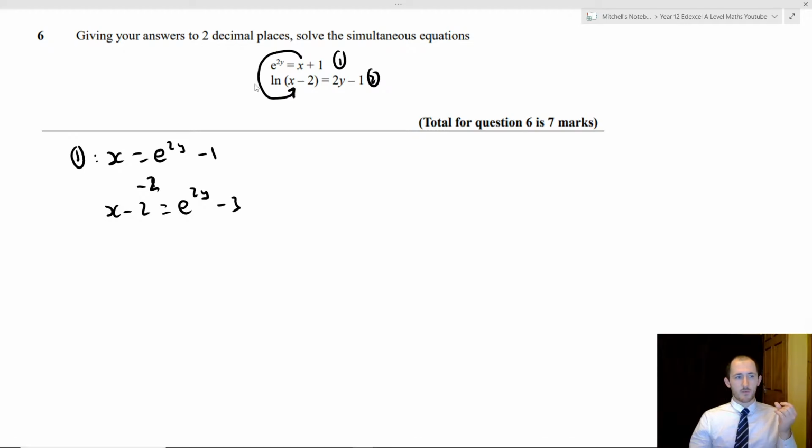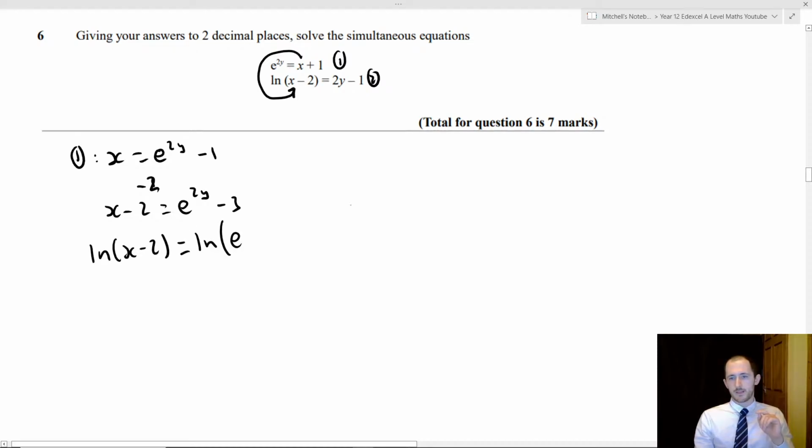So let's have a think about what we want to do. Okay, let's leave it as this for now. Let's take the natural log. So ln x minus 2 equals ln e to the 2y minus 3. And if you're wondering why I haven't done the cancelling thing, I haven't cancelled ln and e to the twice, because I'm taking ln of the whole thing.